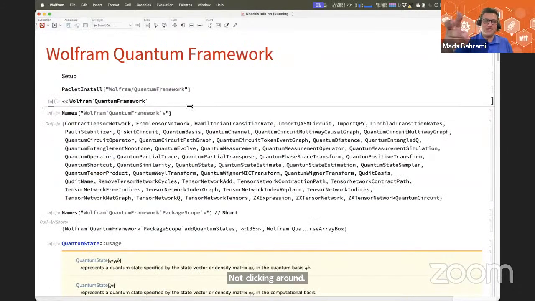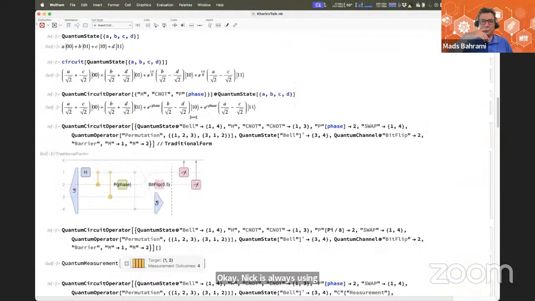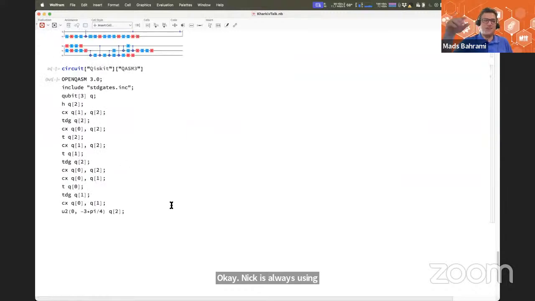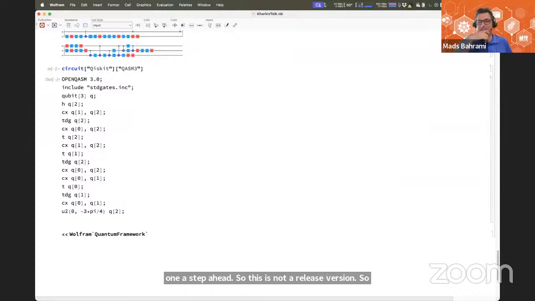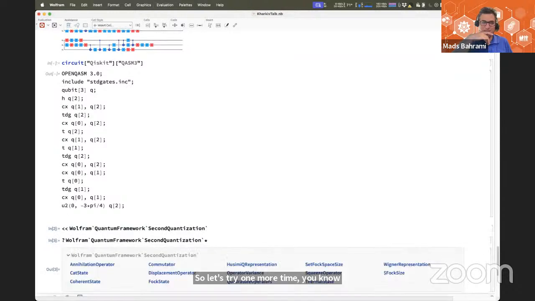By the way, what version of Mathematica are you using right now? It's 14.2. Okay, Nick maybe is always using the prototypes. I'm not that fancy; I always use the versions that are officially released. So Nick is always one step ahead. This is not a released version, so some bugs are still there. It's not a completely clean version. So let's try one more time, second quantization, as the last example for today. Let's see.